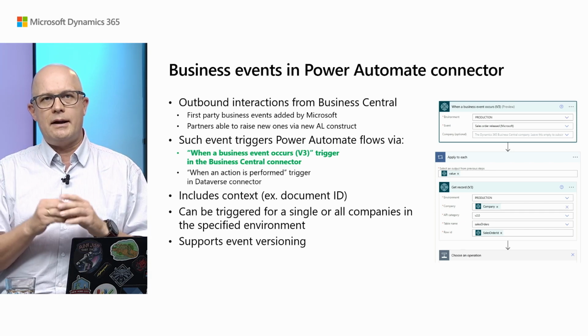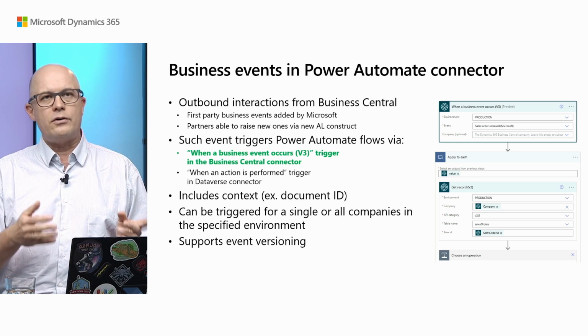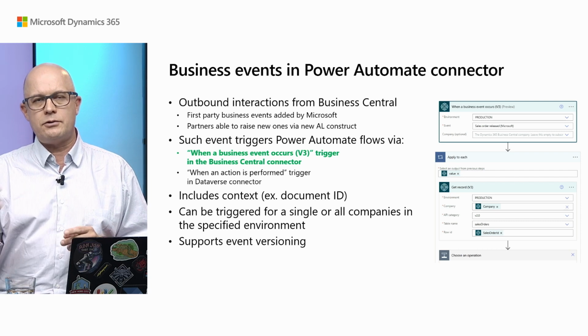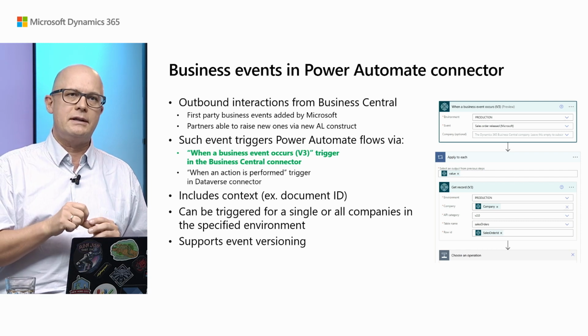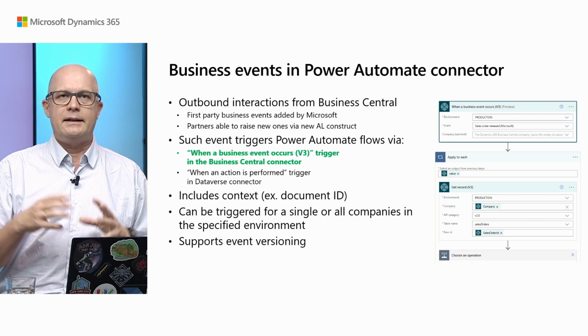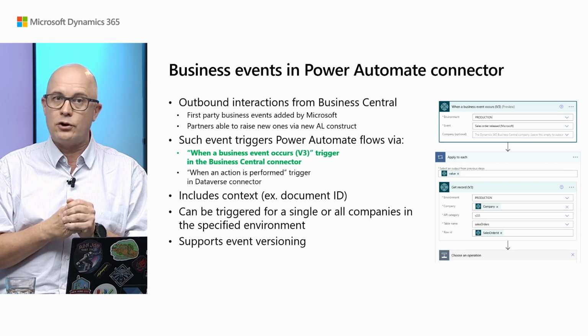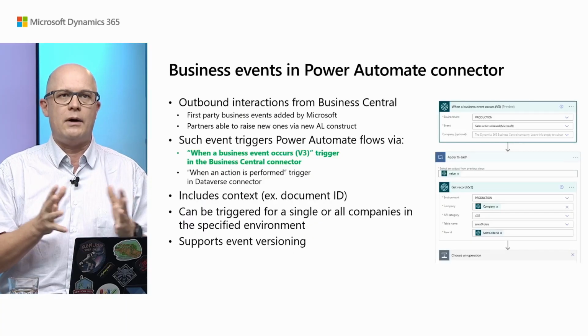And then you use a Power Automate trigger when a business event occurs, or if you're using virtual tables, if you're visualizing our data, you can also use the Dataverse trigger and react on those business events. That event passes a specific context to Power Automate, for instance, a document ID. This business event can be triggered from any company. It could be a specific company or all companies. So you can react on a specific business event coming from any company in a given environment. That can be quite powerful.